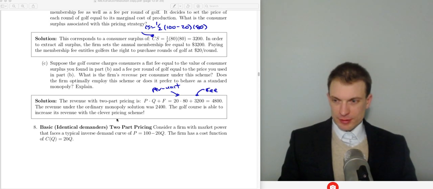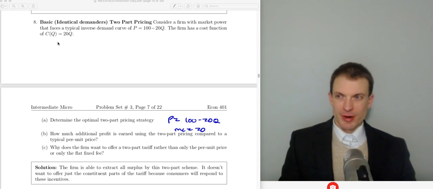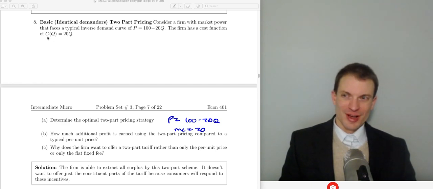Right. So, identical demanders, two-part pricing. The next one: consider a firm with market power that faces a typical inverse demand curve of P equals 100 minus 20Q. The firm has a cost function C(Q) equal to 20Q. Don't let that fool you, right? This is a total cost function, right? C(Q) is equal to 20Q.